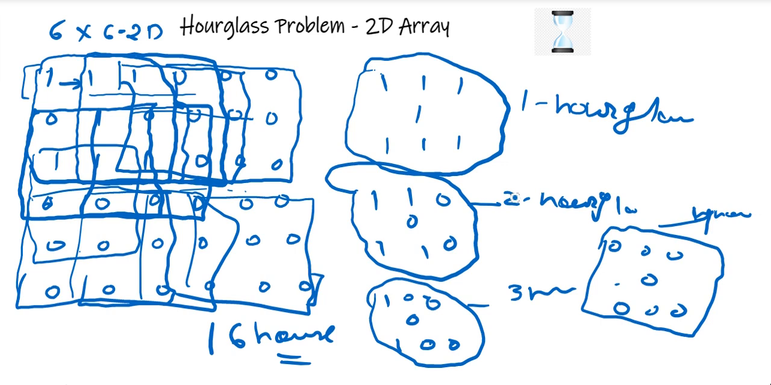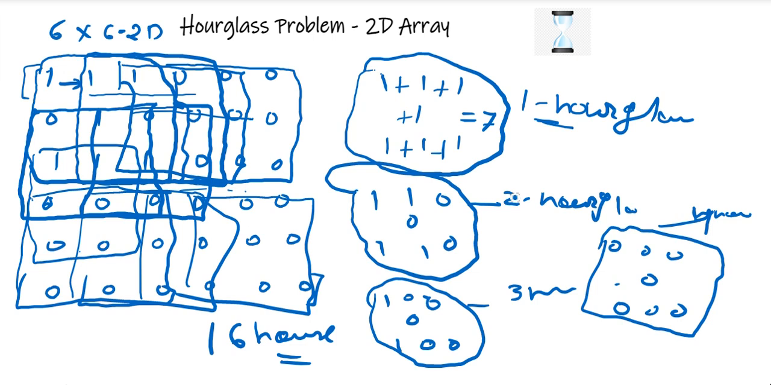So in the 16 hourglasses, what we need to do is find out the maximum total sum. Suppose here, what is the sum for glass 1? 1, 2, 3, 4, 5, 6, 7. Make the sum of each value of the glass. So here we got the total equal to 7. So the sum of hourglass 1 is 7.